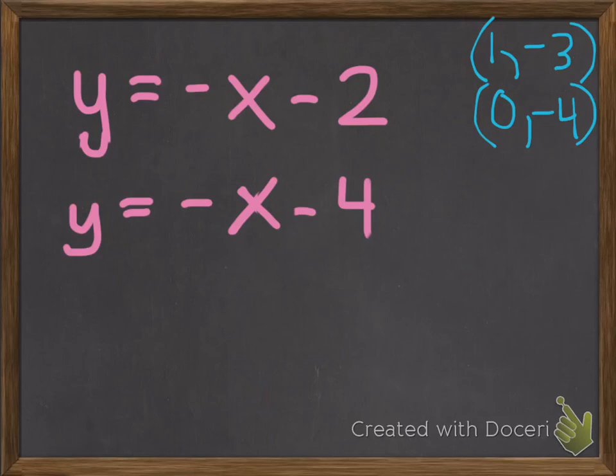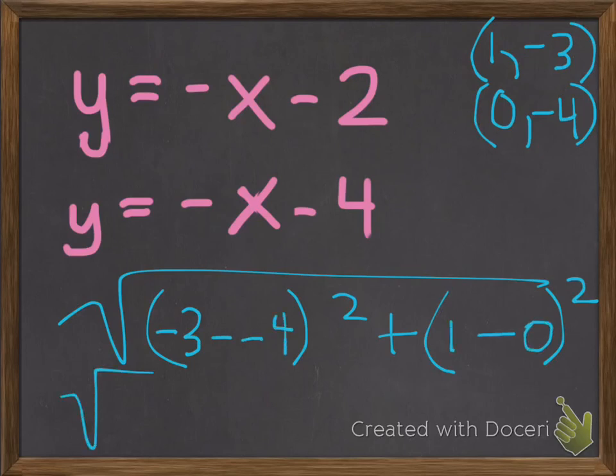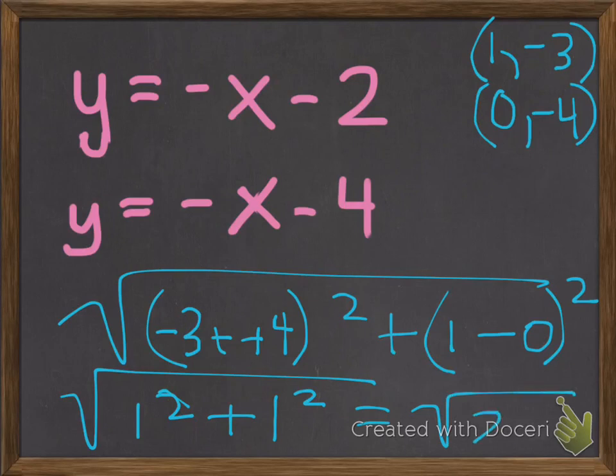So the distance formula would be subtract the y's, square them, plus subtract the x's, square them. So we have negative 3 minus negative 4, 1 minus 0. We should get negative 3 plus 4 is 1, so 1 squared. 1 minus 0 is also 1, so plus 1 squared. So we get the square root of 2. And that's our answer.